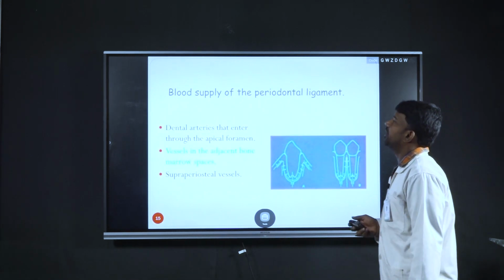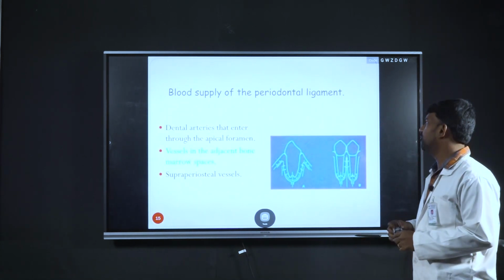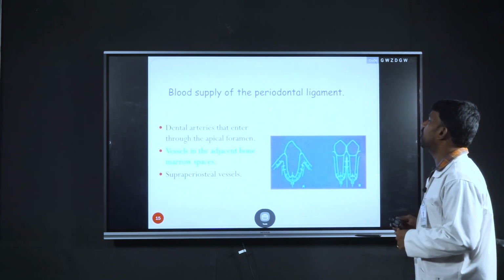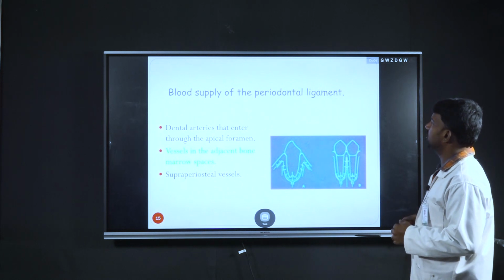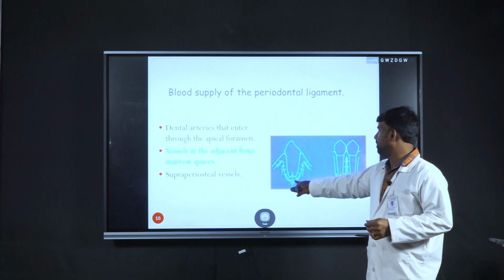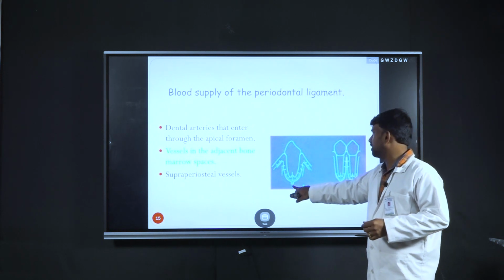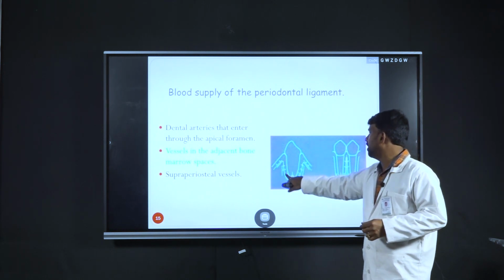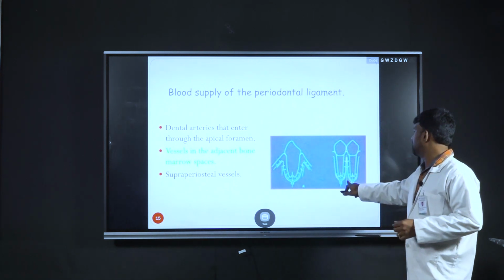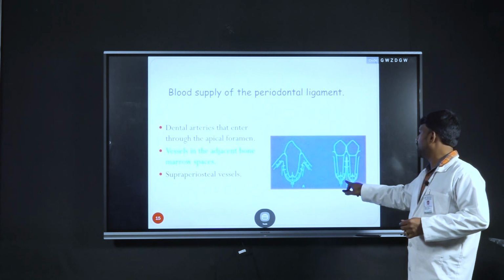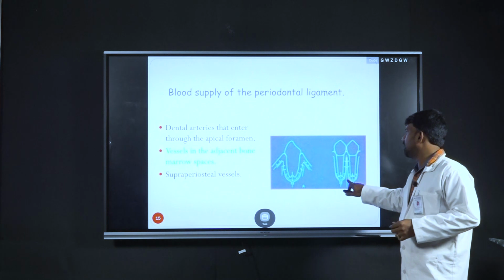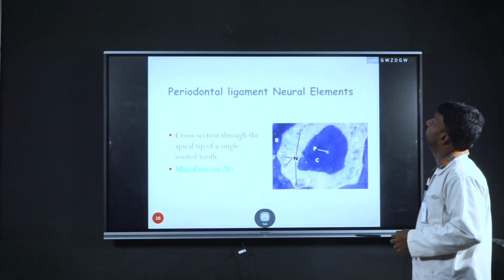The blood supply of periodontal ligament comes from supraperiosteal vessels and vessels from the adjacent bone and the marrow spaces. Dental arteries enter through the apical foramen. The arteries which enter the apical foramen supply the periodontal ligament space and the adjacent bone. Adjacent tooth vessels also supply the periodontal ligament space through the marrow spaces.